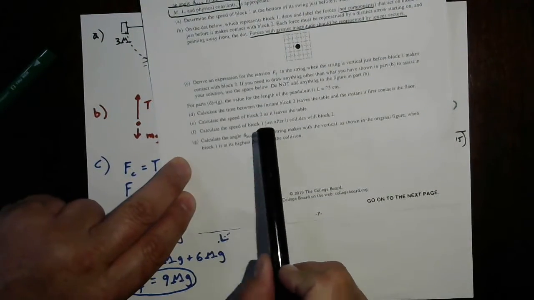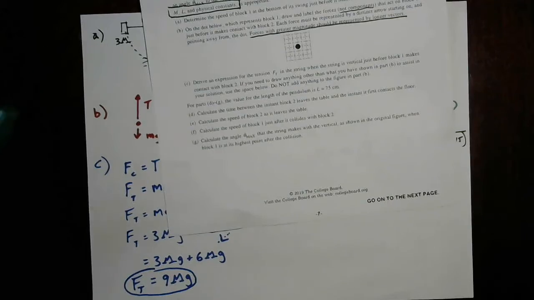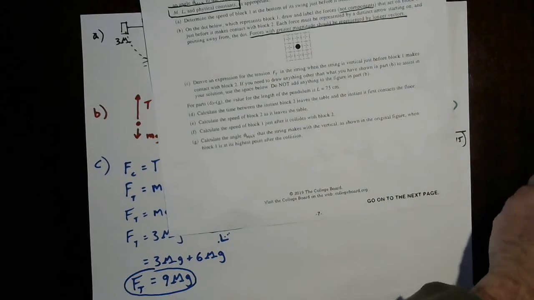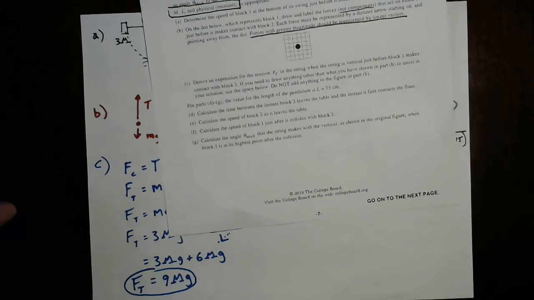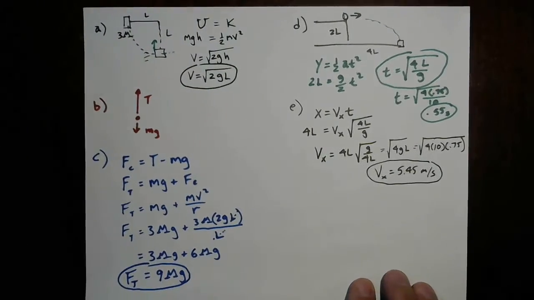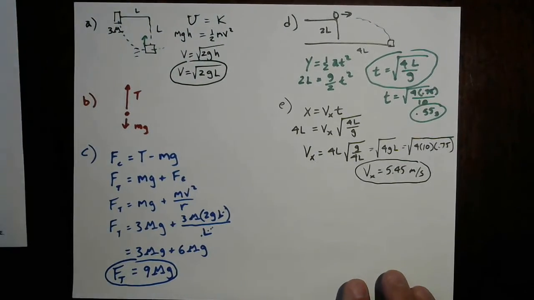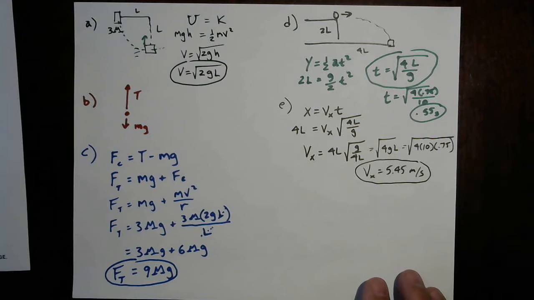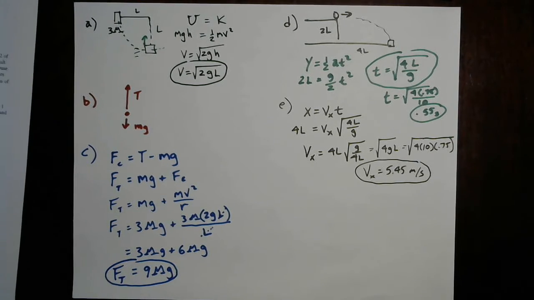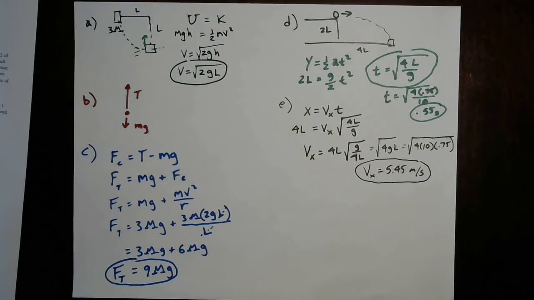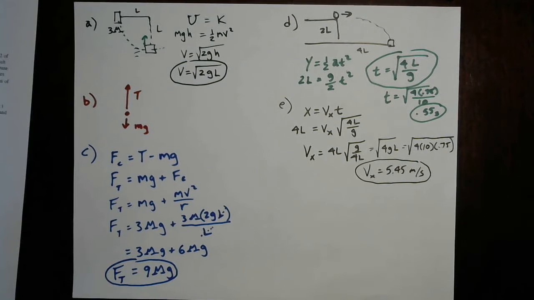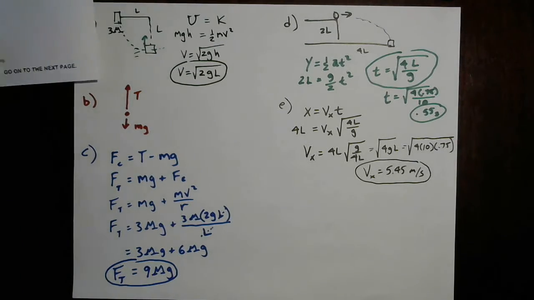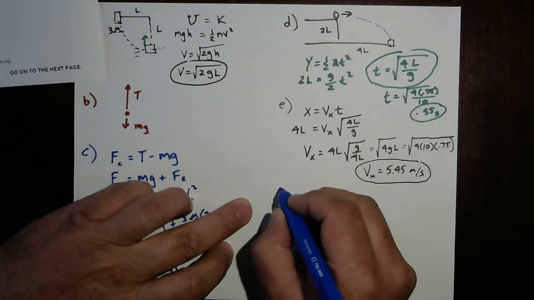F says calculate the speed of block 1 after it collides with block 2. Okay, this is where you could run into a little bit of trouble if you don't remember what we said about collisions. Collisions that are elastic conserve both momentum and energy. Collisions that are inelastic conserve just momentum, but not necessarily energy. So we can't use energy conservation to solve this problem because we're not sure whether this collision is elastic or not. So let's go ahead and use momentum conservation.